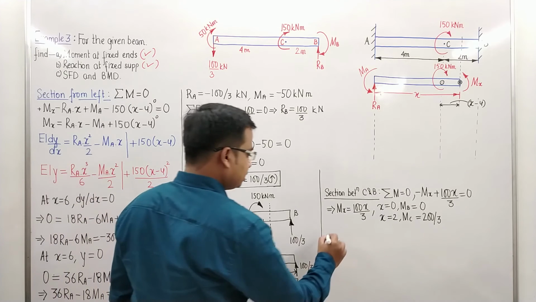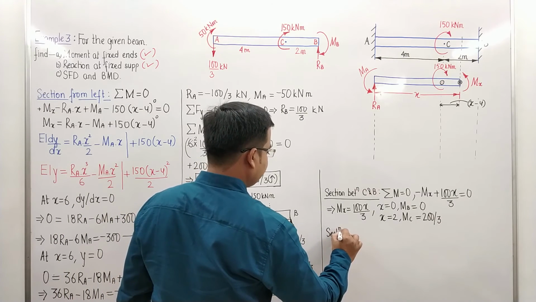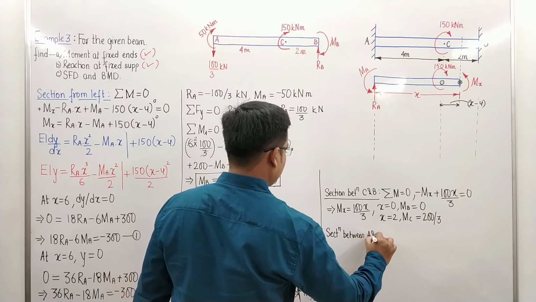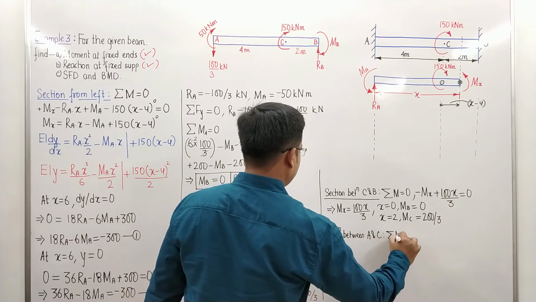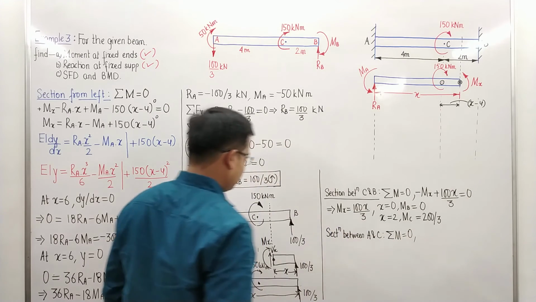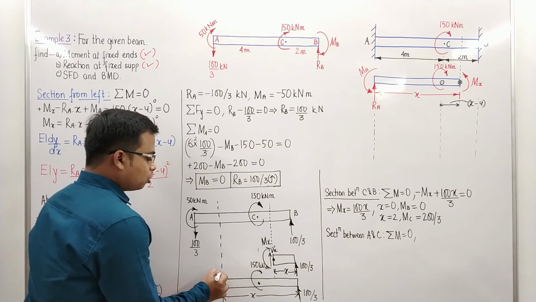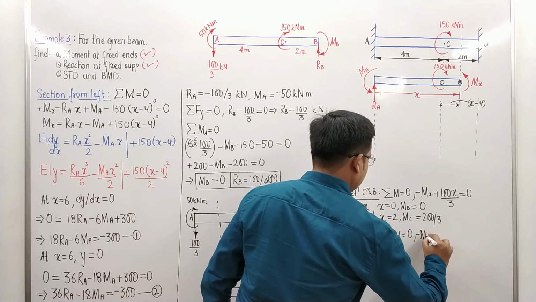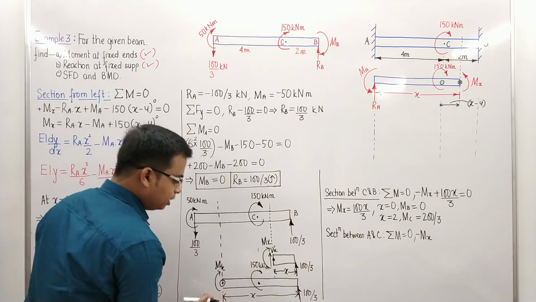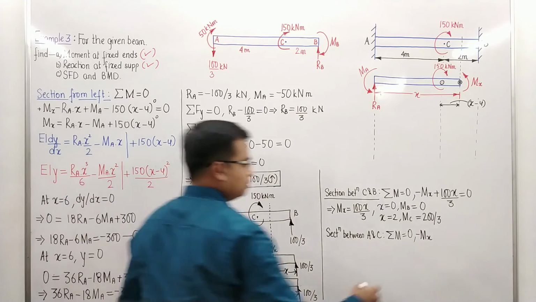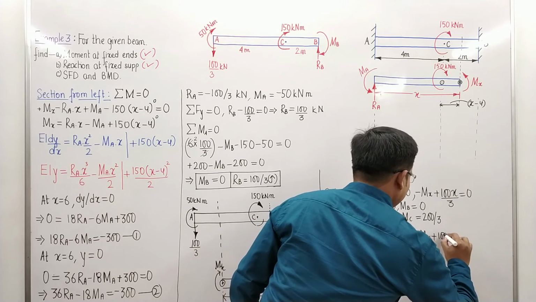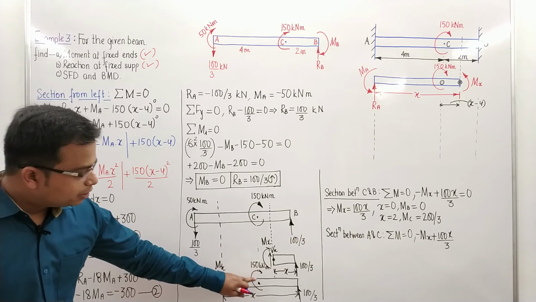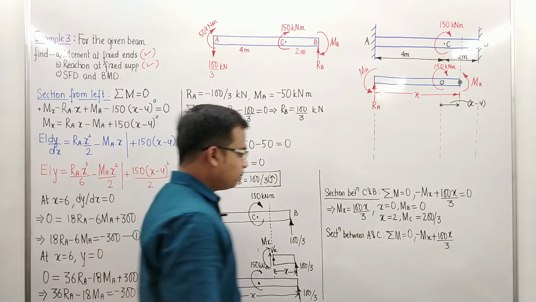Anyway, so let's take the section about this point. Let's take the moment. Now we shall have the section between A and C. Let's take the moment is equal to 0. When you do that, what you will have is clockwise. This is clockwise. So minus Mx. 100 by 3 multiplied by x anti-clockwise, so plus 100x over 3. What else? 150 kilonewton meter. So this is in the clockwise nature. So minus 150.